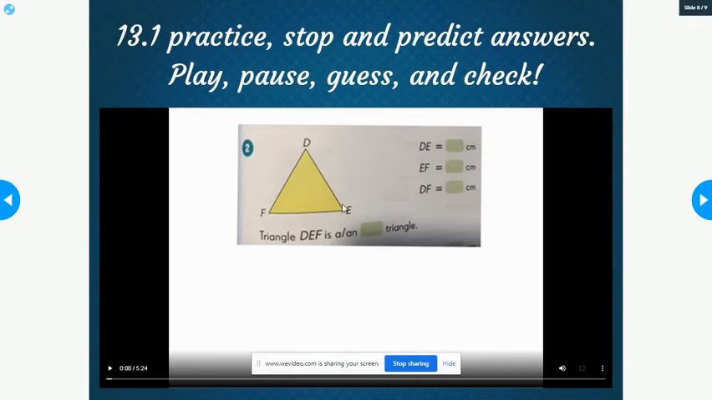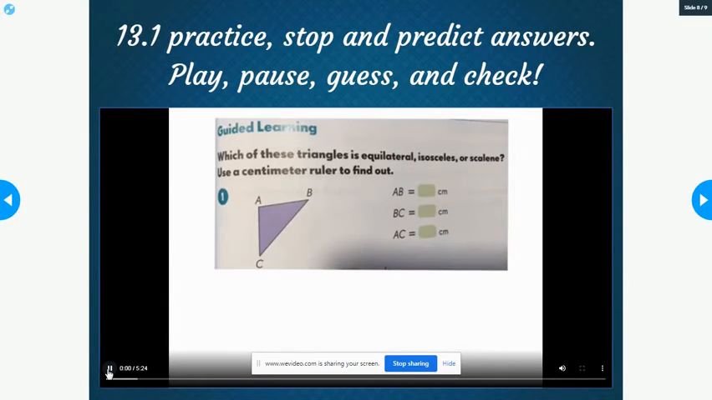And here's another quick video of me solving some problems. Hey mathematicians, this question says, which of these triangles is equilateral, isosceles, or scalene? Use the centimeter ruler to find out. So we're going to do several examples here of types of triangles.